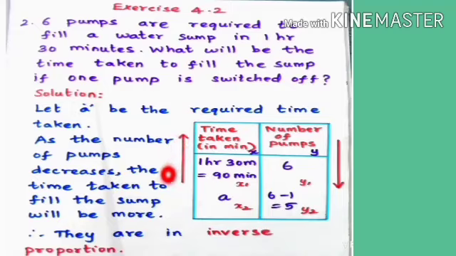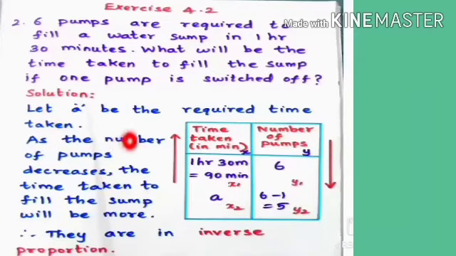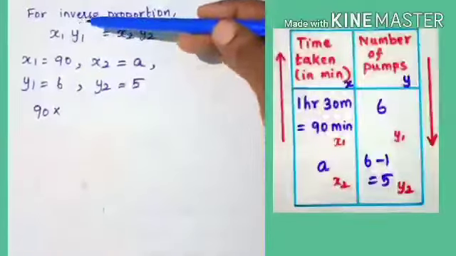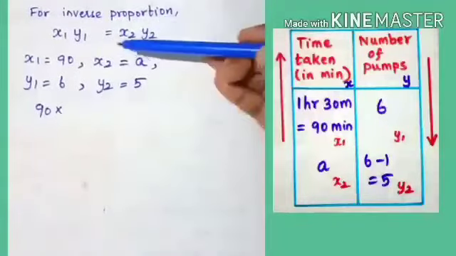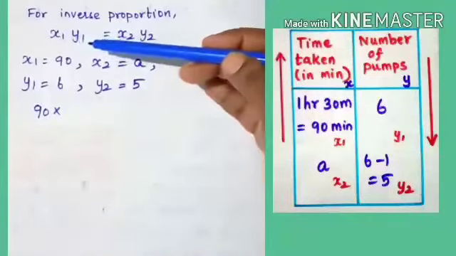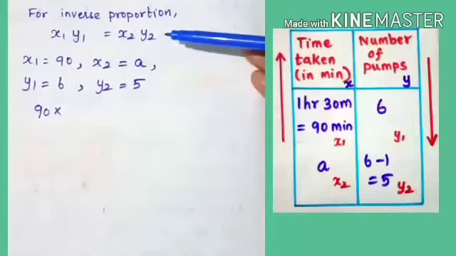When one value increases, the other value decreases. Write down, let A be the required time taken. As the number of pumps decreases, the time taken to fill the sump will be more. So they are in inverse proportion. Now students, for inverse proportion, we know that the condition is x1 y1 = x2 y2.